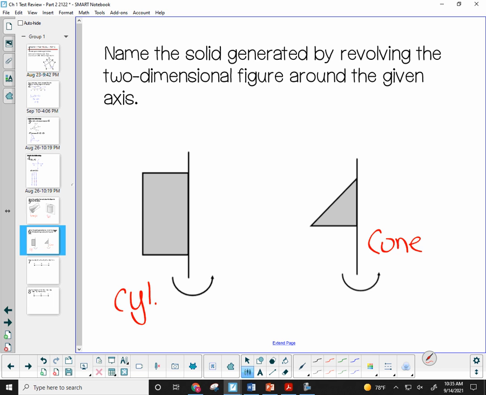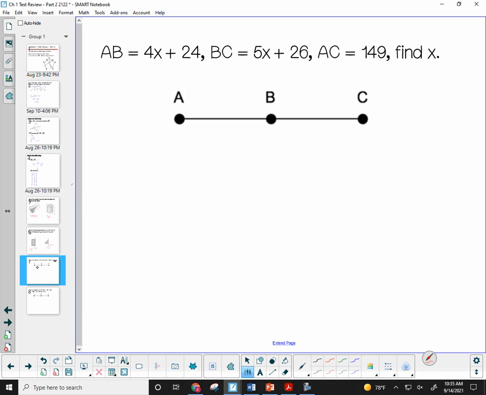All right, guys, we got two more. Almost there. All right, next one.